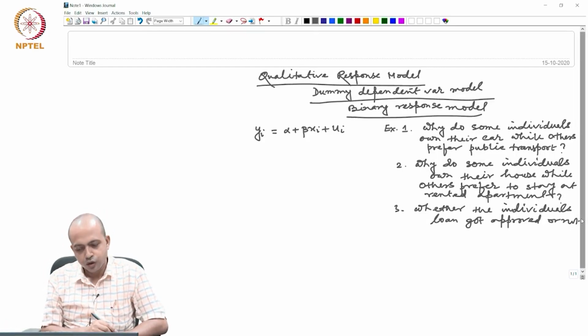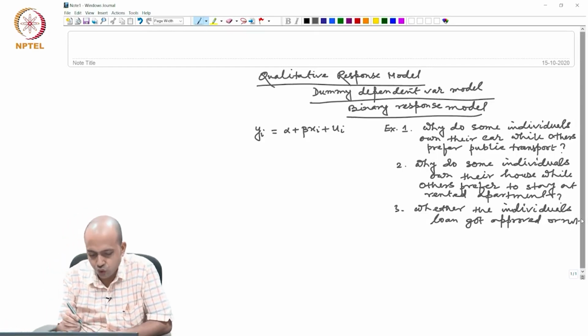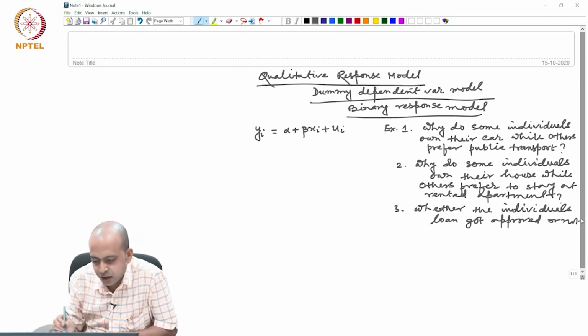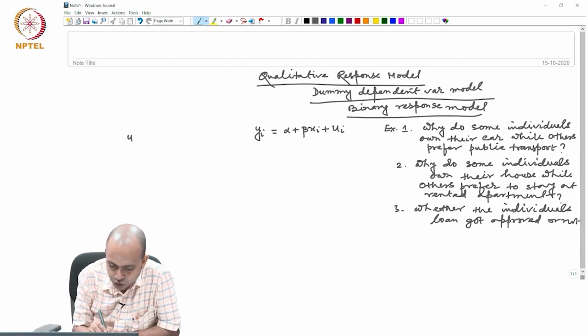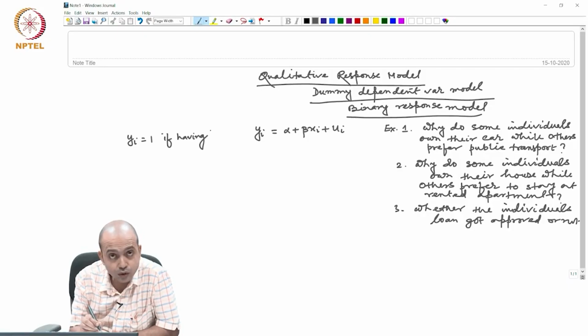So, what I am saying is that your yi can take only two values: yi equals 1 if having a car, let us say this is the car ownership problem, and 0 otherwise.